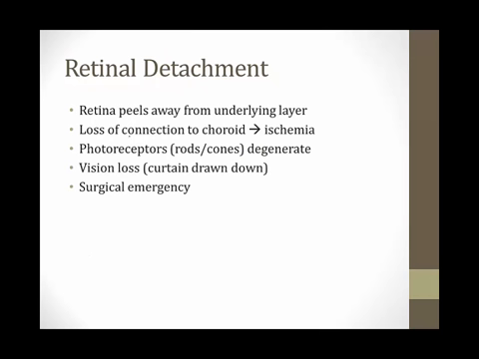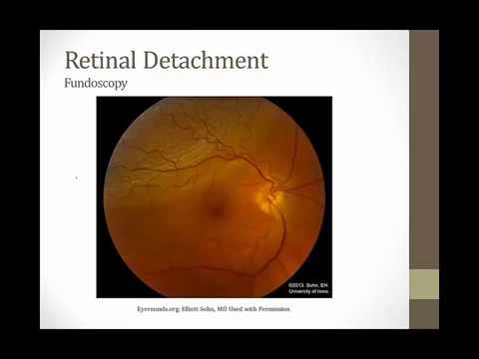Retinal detachment occurs when the retina peels away from the underlying choroid layer. And remember what I told you before, the choroid is the vascular supply to the retina. So when the retina loses its connection to the choroid, that can lead to ischemia. The photoreceptors, like the rods and cones, can degenerate, and this leads to vision loss, which is classically described as a curtain being drawn down over the eye. Retinal detachment is a surgical emergency because if vision is going to be restored, the retina has to be reattached in a timely manner. This is a fundoscopic image of a retinal detachment. If you look in the upper left of the image, you can see that the retina is folded on itself. It looks like crinkled paper.